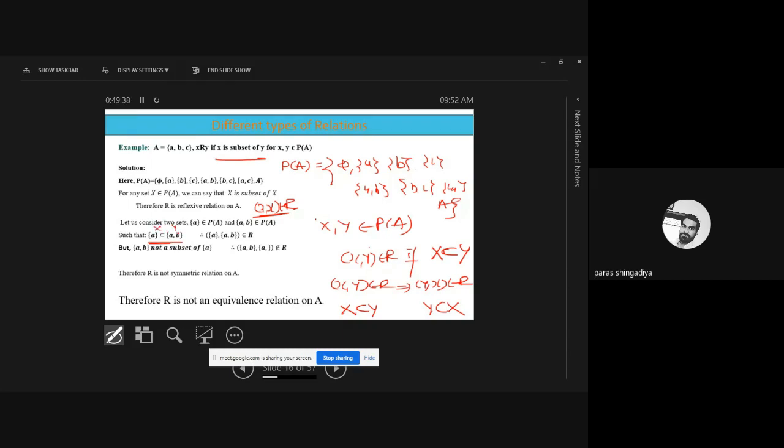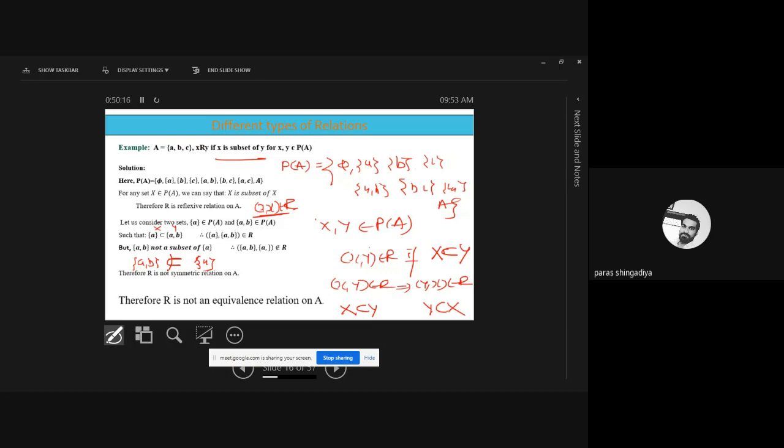x is a subset of y. {a} is a subset of {a,b}, but the reverse is not true. y is not a subset of x. Meaning {a,b} cannot be a subset of {a}. The reverse is not true. {a,b} is not a subset of {a}. So for this pair it is not correct. It does not satisfy that. So therefore it is not a symmetric relation. For such x, a subset of y is not a subset of x. ठीक है, आप कोई भी pair ले सकते हो इसके लिए.